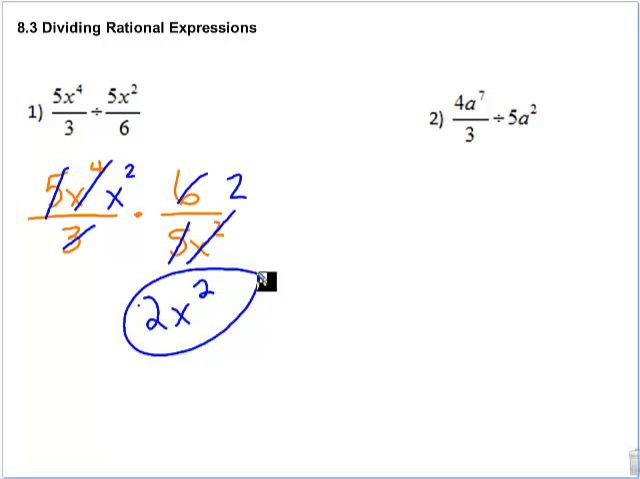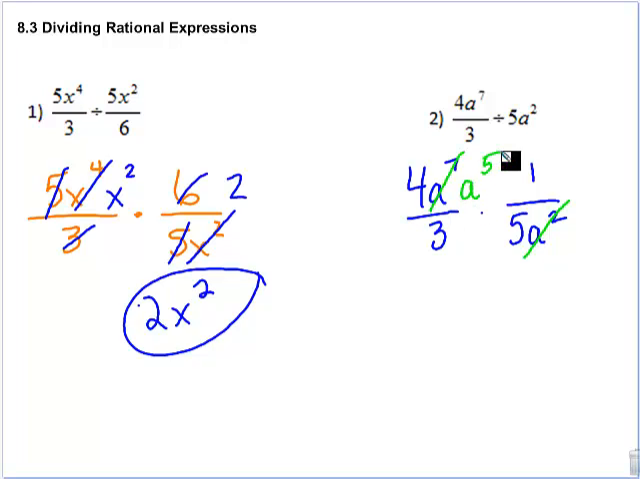Okay, so number 2, 4a to the 7th over 3 divided by 5a squared. First we have to set it up. So the 4a to the 7th over 3 is going to stay the same. Instead of dividing by 5a squared, what will we be multiplying by? 1 over 5a squared. Good. And then what could we cancel here? The a squared can cancel with the a to the 7th, and how many would we have left? 5. Now we'd have an a to the 5th left.